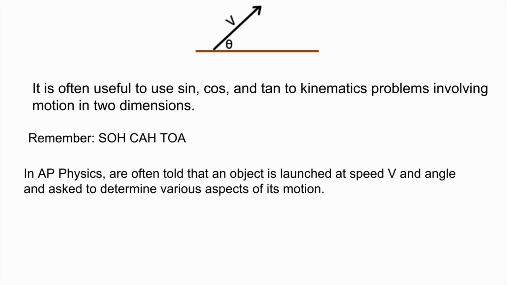So we're often told, at least in two-dimensional kinematics problems, that an object is launched at speed v at angle theta. And so we've got to use that to determine the various aspects of its motion, how long it's going to be in the air, how far it's going to go horizontally, and so on. So the trick here is to take this information and use these trig functions to establish the component velocity vectors. I know it was launched at this speed, but that doesn't really help me. I need to know the vertical speed and the horizontal speed in order to solve these problems.